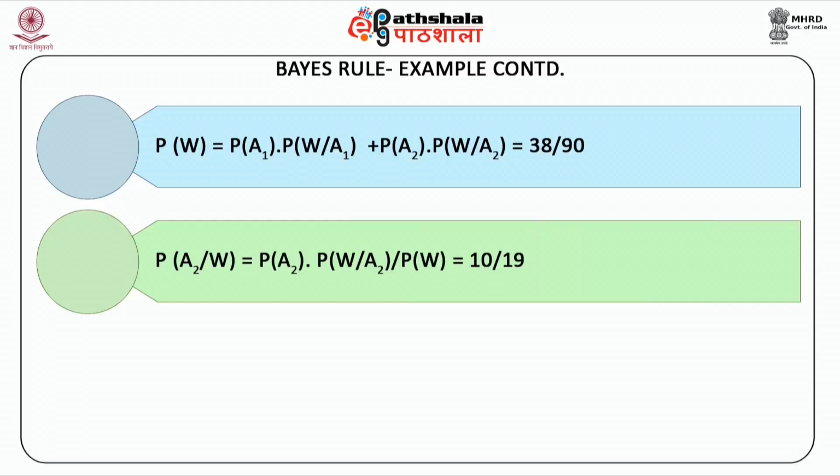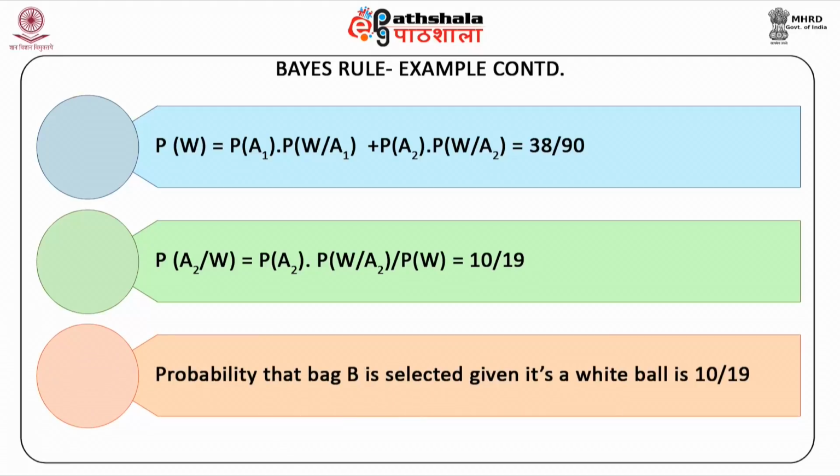Probability of A2 given W is equal to probability of A2 multiplied by probability of W given A2 upon probability of W, which is equal to half into 4 by 9 upon 38 by 90, which is equal to 10 upon 90. Thus, the probability that bag B is selected, given it's a white ball, is 10 upon 90.